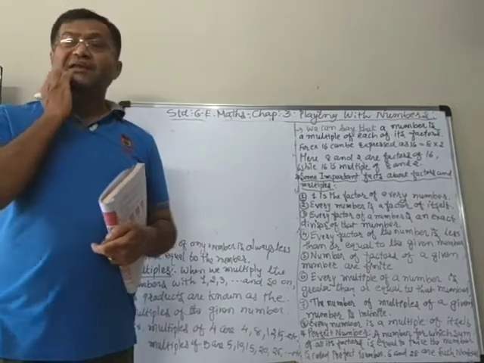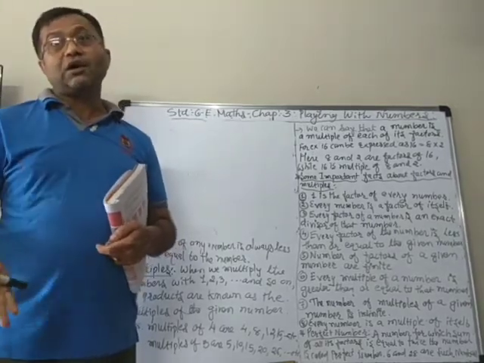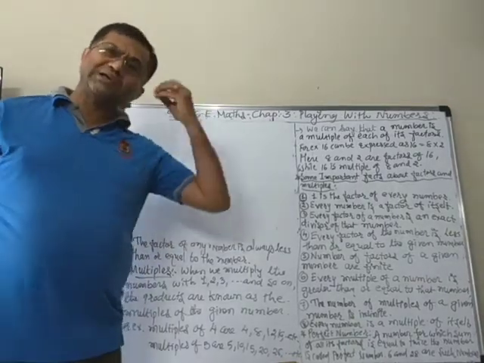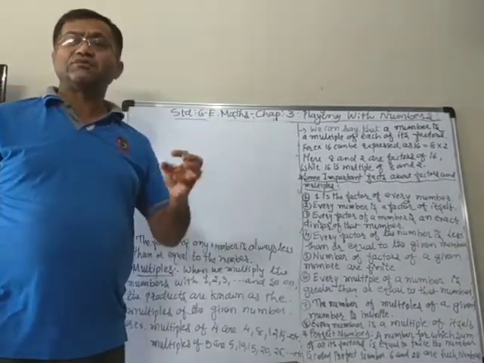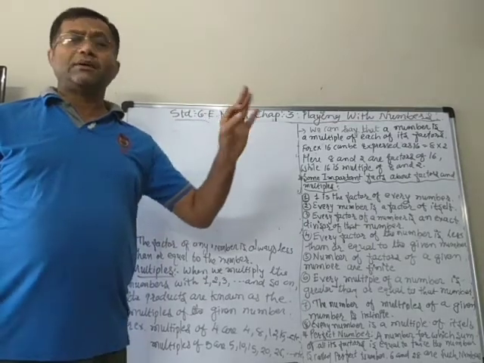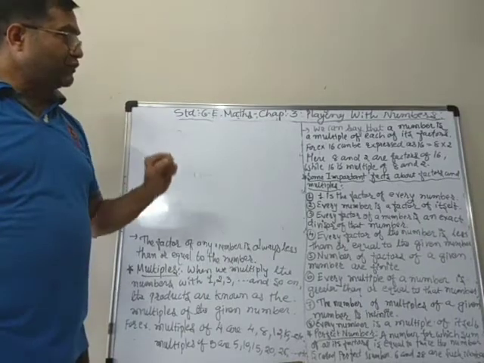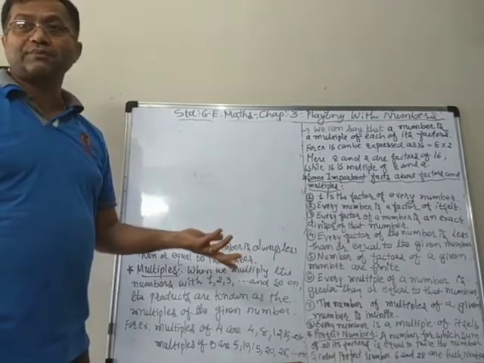It doesn't matter whether the number is big, small or medium. You can take it in thousands or lakhs or 10 lakhs. You can write down that 1 is a factor of every number. Second, every number is a factor of itself.